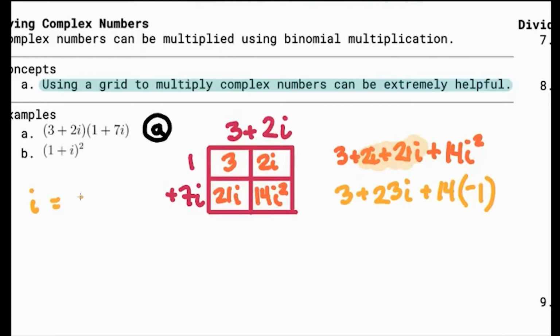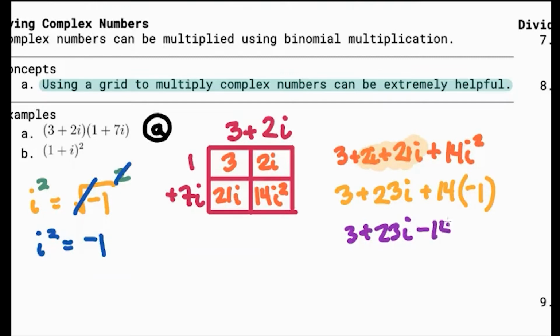Another way of looking at it is i is equal to the square root of negative 1. So if you square both sides, this squared and this square root cancel, and you get i squared is equal to negative 1. Okay, let's keep going now. We have 3 plus 23i minus 14. We can combine like terms on this. So we have 3 and negative 14. That's negative 11 plus 23i. And this would be your final answer.